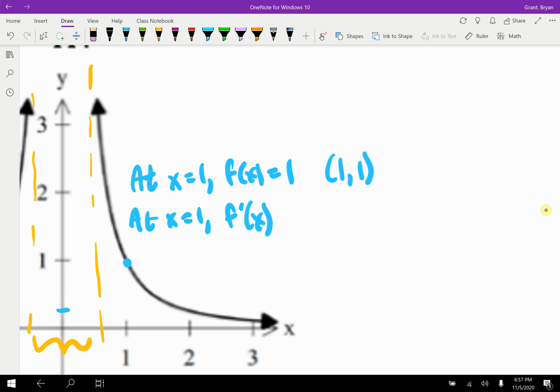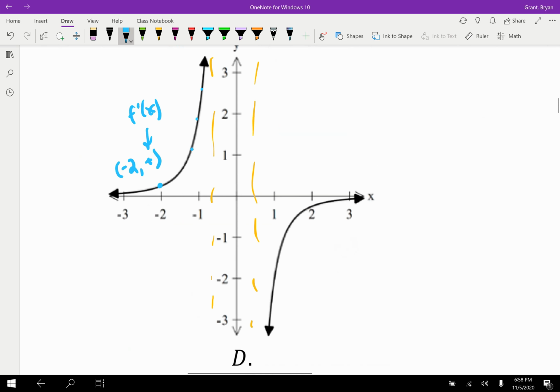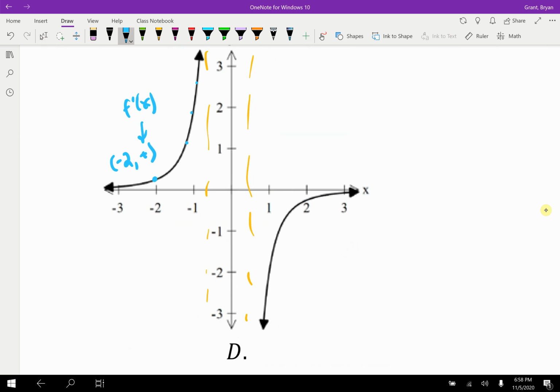It looks like it's going down 1 over 1, right? But it's definitely something less than 0, something negative. So this point on f prime has to be 1 comma a negative number. Let's see how we did. If we jump down here, we see that this point is 1 comma a negative number. In fact, matching this up, it kind of looks like the point 1 comma negative 3.